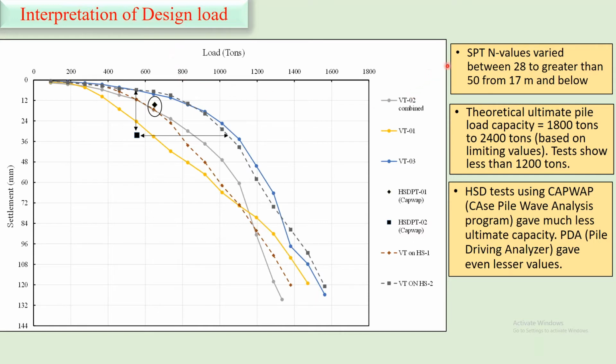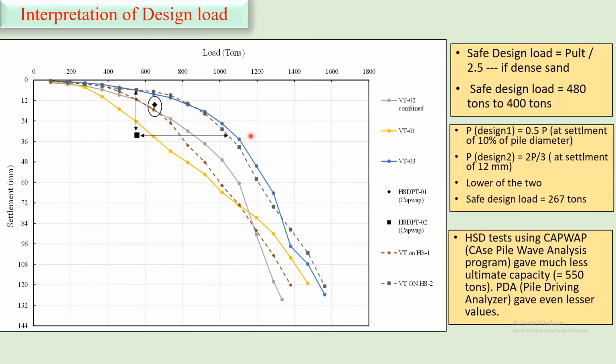Please go ahead, sir. So, SPT N values for 36 meters varied between 28 to greater than 50 from 17 meter onwards. So theoretical ultimate capacity we can calculate as 1800 to 2400 tons based on limiting values. But if you draw by the Wessex criteria, you will not get more than 1200 ton capacity in these cases. Why are we getting only 2/3 capacity? Then high strain dynamic test using CAPWAP gives much less ultimate capacity. You get only about 650 and 550 tons capacity here. So what is happening? Nobody knows why we are not getting enough capacity generated in these cases, though strict quality control was maintained.